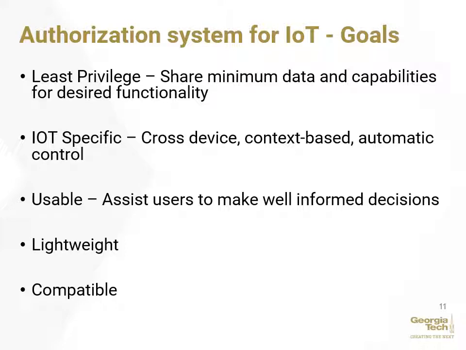Next, it should be usable. The authorization system should be human-centric, minimizing the burden on users while supporting effective authorization decisions. It should also be lightweight. The authorization approach should not inhibit performance with significant overhead. Finally, it should be compatible. The authorization approach should be compatible with existing smart home platforms and applications without breaking the app functionality.